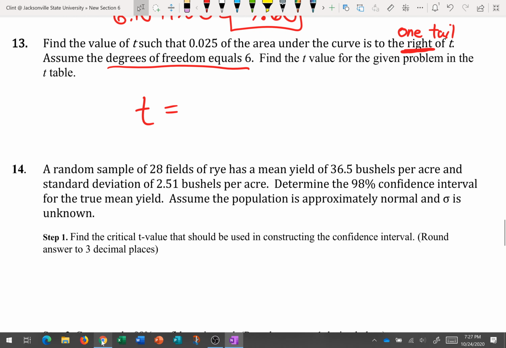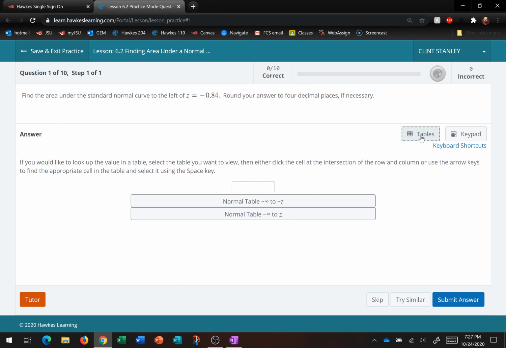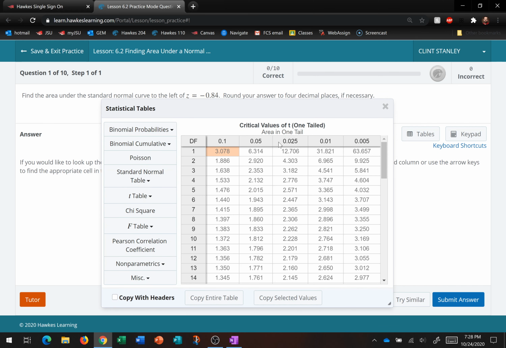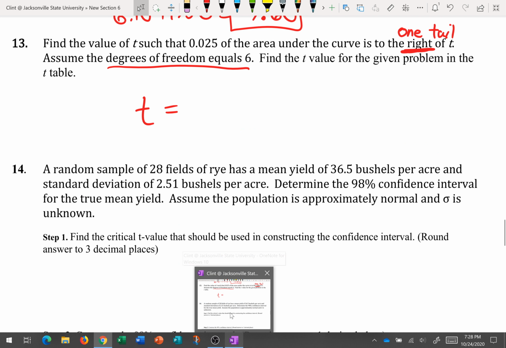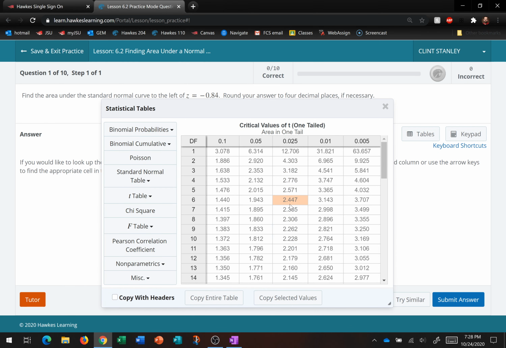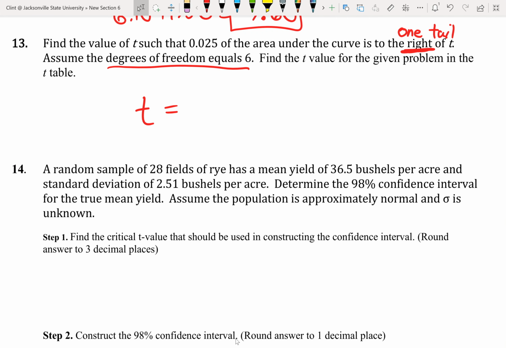So if we go to our t-table, again, I'll give this table to you. And so we're going to look it up by area in one tail. Well, 0.025 in one tail. And it said, what did it say? It said 6 degrees of freedom. And so 6 degrees of freedom gives us our t value of 2.447. If it said the area was to the left, then it would be negative 2.447 because the values on the left are negative. This one's positive. It said the area to the right. So our critical value of t is 2.447.